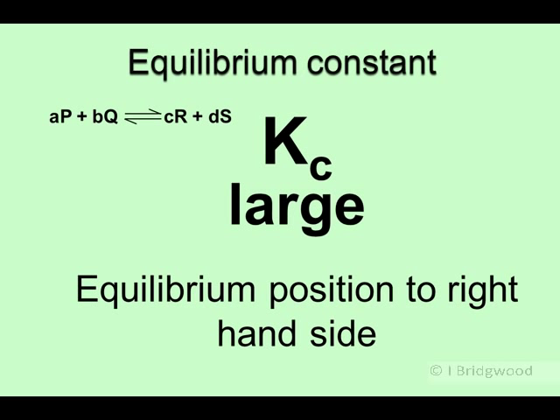If the position of the equilibrium is to the right hand side, in other words we have a high concentration of R and S and a low concentration of P and Q, then as Kc is equal to the concentration of products over reactants, Kc will be large. If on the other hand the position of the equilibrium is over to the left hand side, Kc will be small.